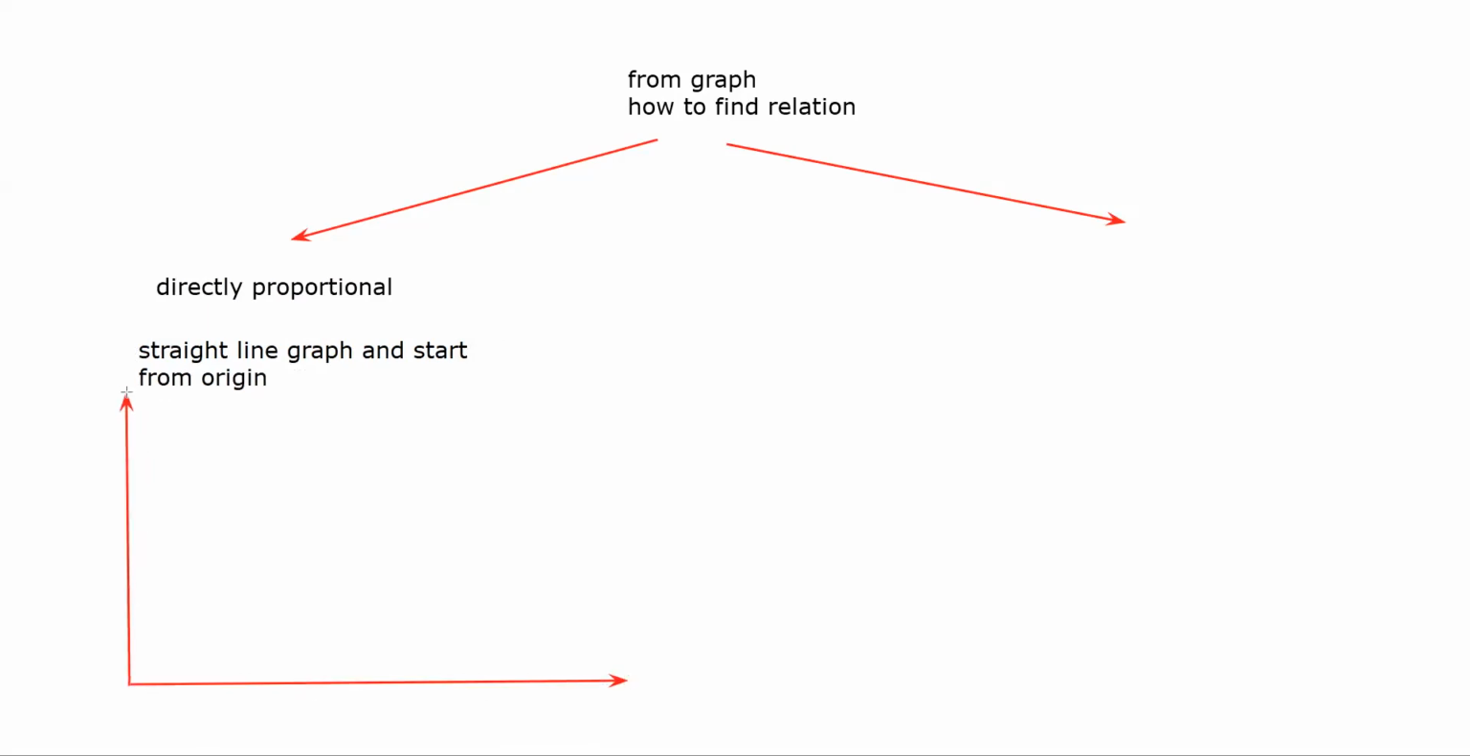So when you sketch or plot a graph and it is a straight line between the two quantities, like one on the x-axis and another on the y-axis, and it is starting from the origin, this point 0, 0 is known as the origin, then we say it is a directly proportional quantity.